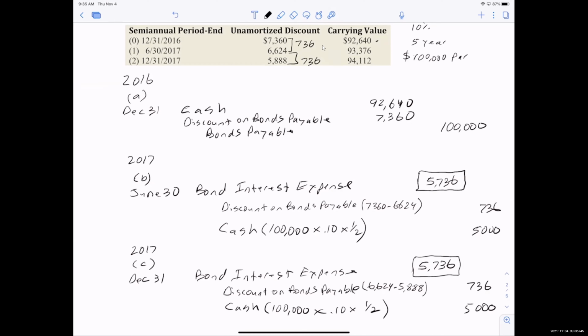They want you to look at the schedule and see how much was amortized by looking at the unamortized portion for each period. Okay.